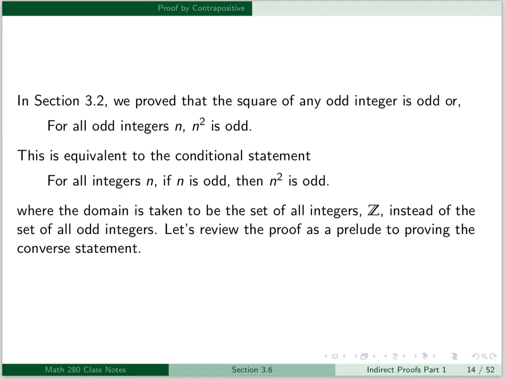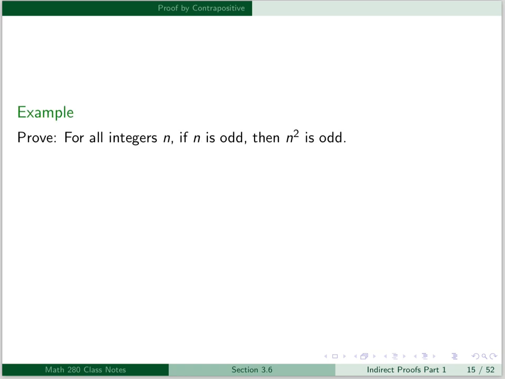In section 3.2, we proved that the square of any odd integer is odd, or for all odd integers n, n squared is odd. We can rewrite this as a conditional statement: for all integers n, if n is odd, then n squared is odd, where the domain is taken to be the set of all integers Z instead of the set of all odd integers. Let's review the proof of this statement as a prelude to proving the converse statement.